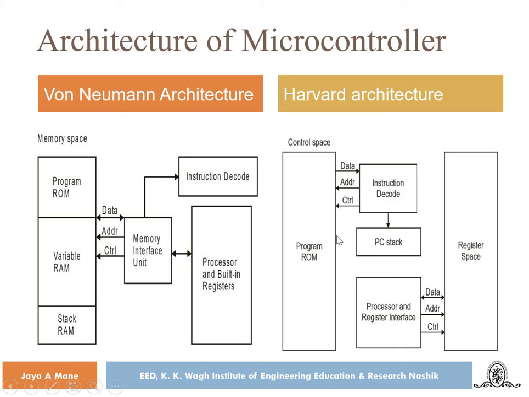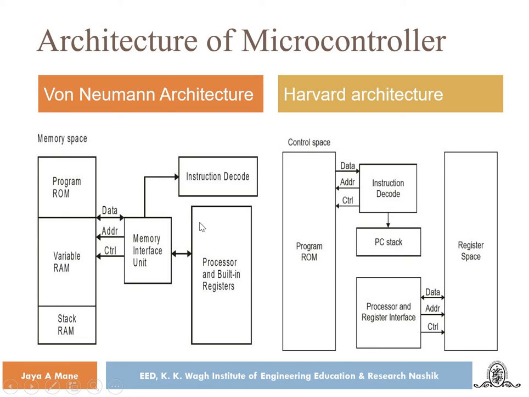And if I look at the Harvard architecture, here you can see that there is a program ROM, and there is a RAM. The register space is there. These two memories are placed in different spaces. So that is the Harvard architecture. When the ROM and the RAM have different spaces, then it is the Harvard architecture. If the ROM and the RAM do not have separate spaces, then that is the von Neumann architecture.